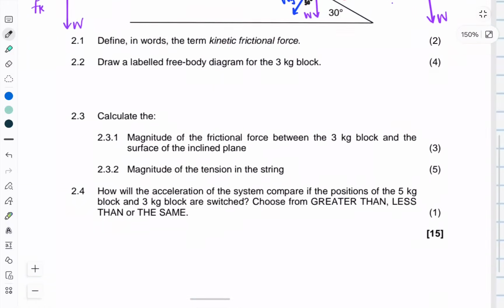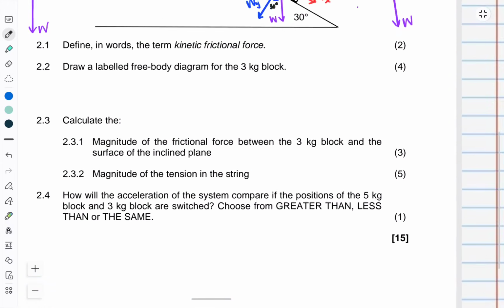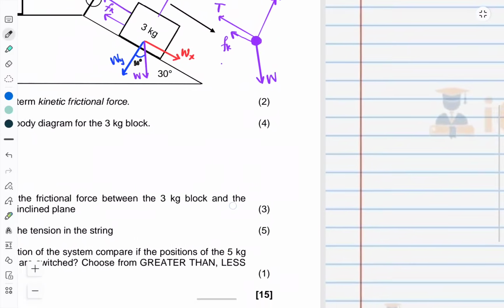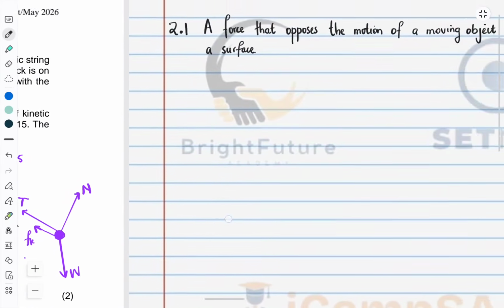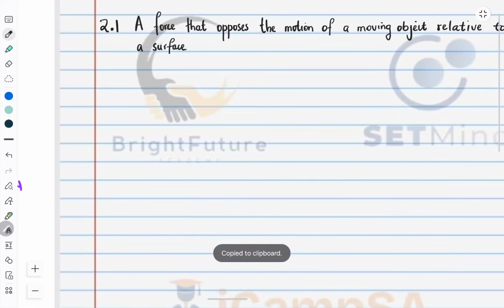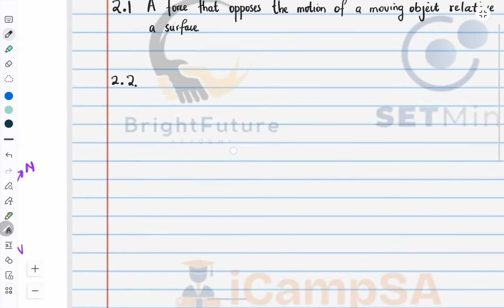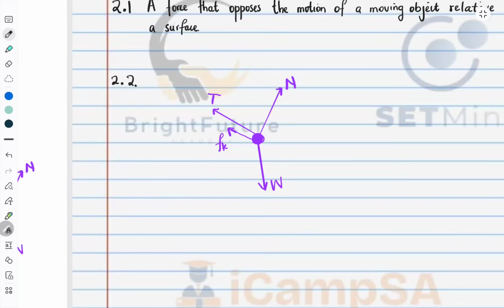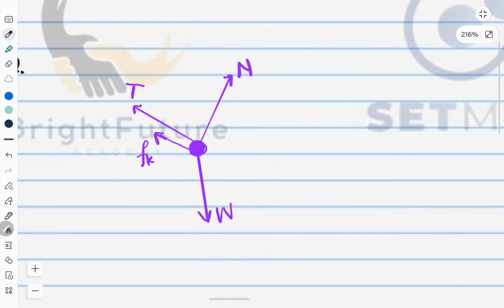So now let's go to 2.2. Draw a labeled free body diagram for the 3 kilogram block. Luckily for us, we've already done that. So I can just take this one that we already have here and bring it this side. That's 2.2 for you. So I can just put it here. Right, this is our free body diagram.